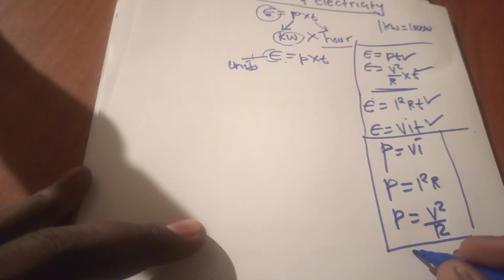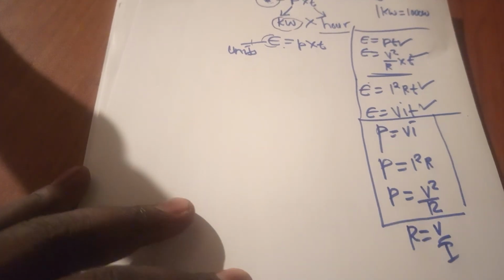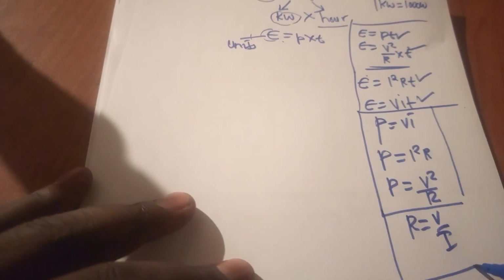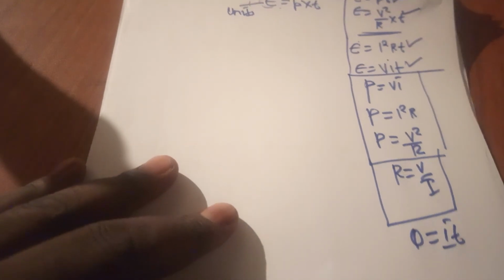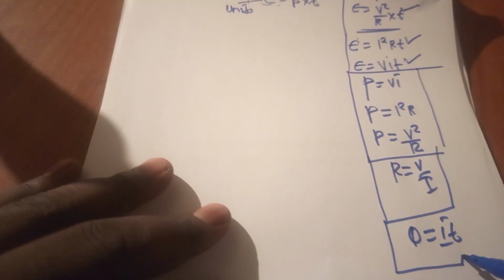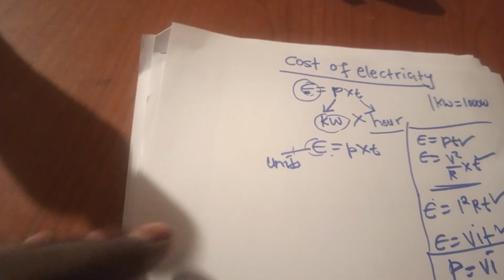Apart from that, don't forget this formula, which is resistor is equal to voltage over current. And also the other one is charge is equal to IT, current times time. So these formulas are very, very important. So now back to the cost of electricity.